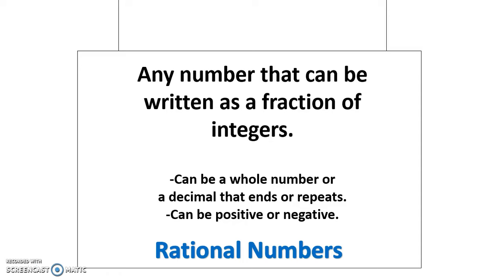And this sometimes might create a decimal that ends, such as 1/2 becomes the decimal 0.5 that ends. Or it might be a decimal that repeats, such as 1/3, 1 over 3 becomes 0.3333, where the 3 repeats. Rational numbers are both positive or negative. So we could have something like -4 over 1, which would simplify to -4. Or we might have -2/3, -2 over 3. Still a fraction of integers.